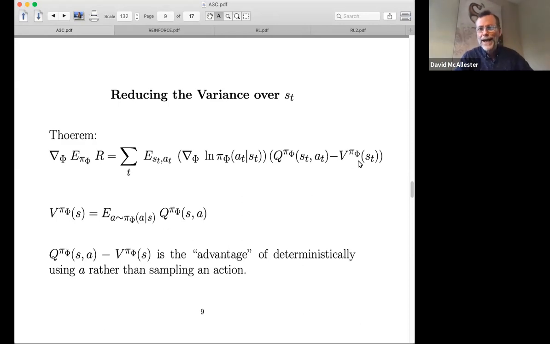And this is called the advantage. It's the advantage of using A rather than whatever the policy says, rather than the average over actions. The policy could be wrong. There could be some action that's better than the one the policy is picking.